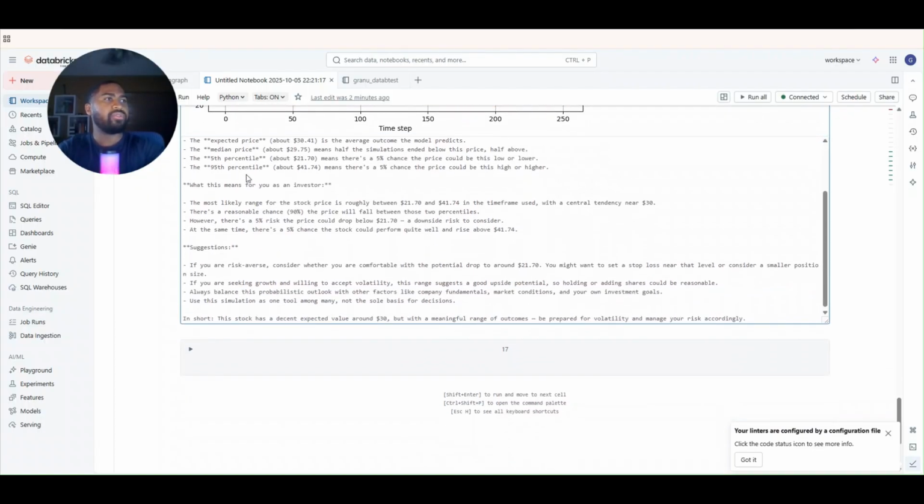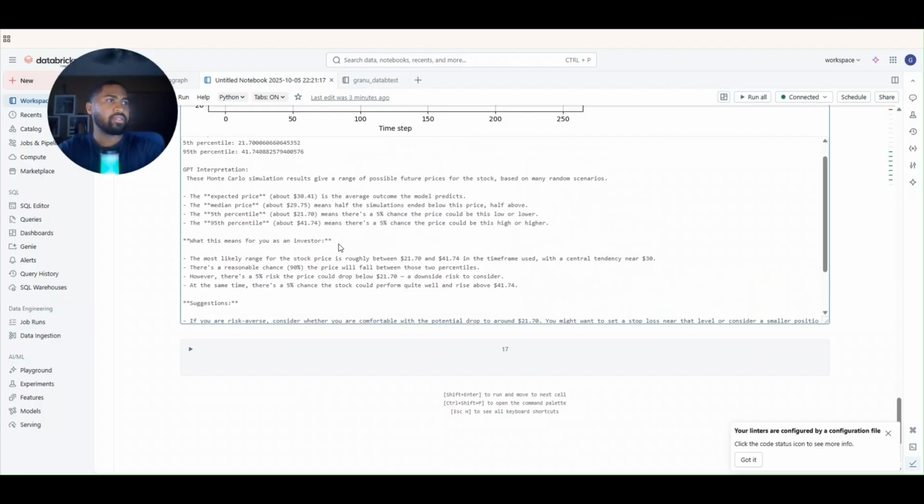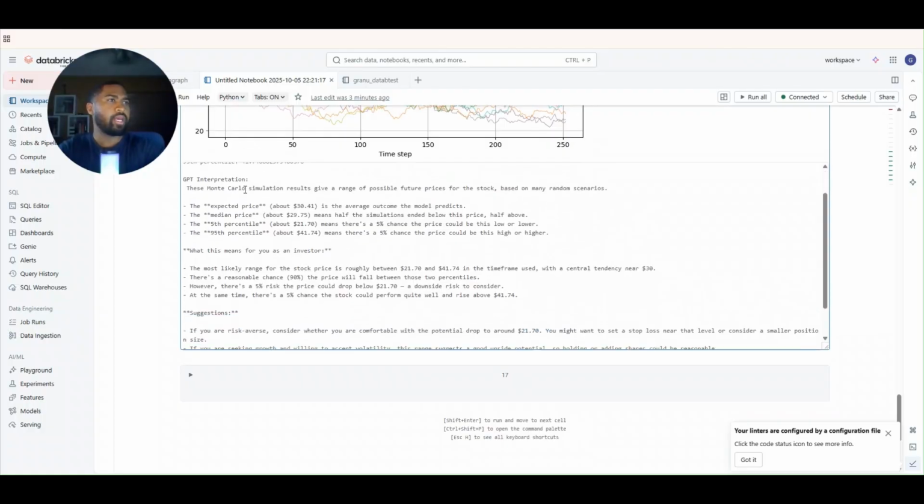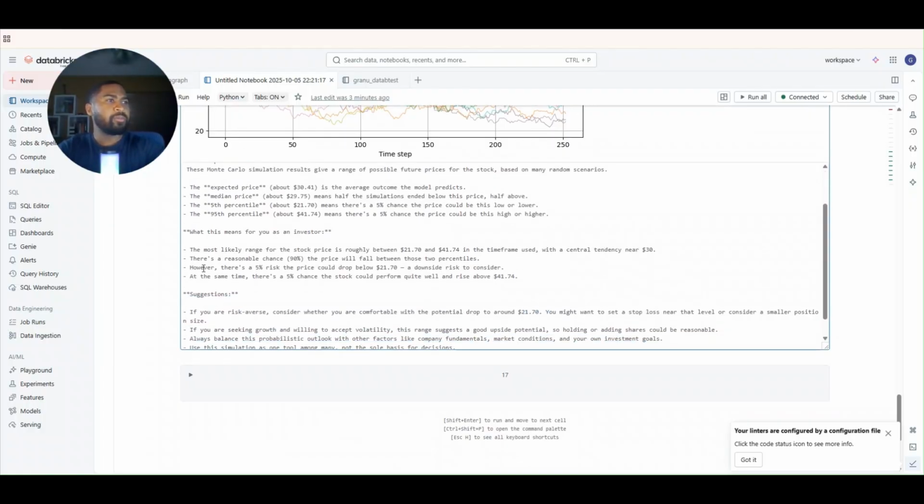What this means for you as an investor: the most likely range for the stock price is roughly between 21 and 41 in the time frame used, with a central tendency near $30, the expected price, the mean. There's a reasonable chance, 90%, the price will fall between those two percentiles. However, there's a 5% chance the price could drop below 21.70. At the same time, there's a 5% chance it could rise higher.